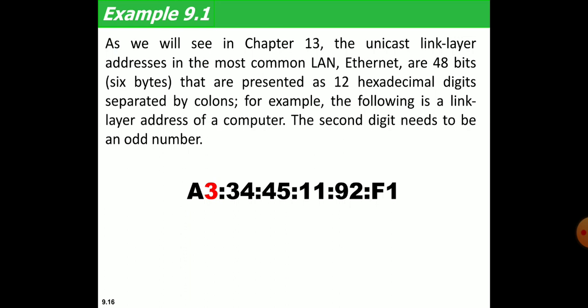For representing a hexadecimal digit, we need 4 bits. Take the first octet: it is A and 3. A is 4 bits and 3 is another 4 bits, so totally 8 bits, which is 1 octet. So the MAC address is represented in this fashion: A3 colon 34 colon 45 colon 11 colon 92 colon F1. This is the standard we follow for representing the MAC address.